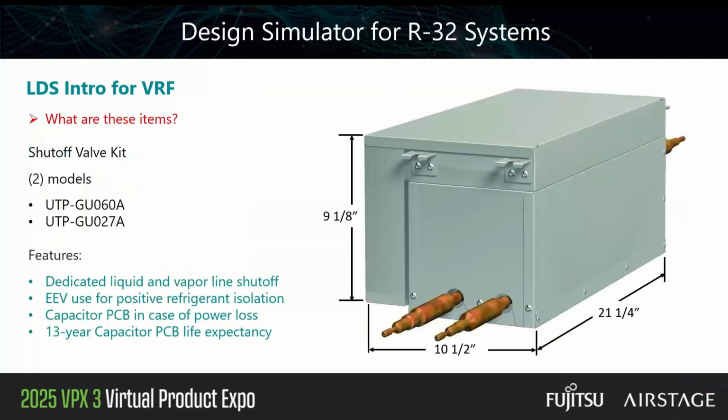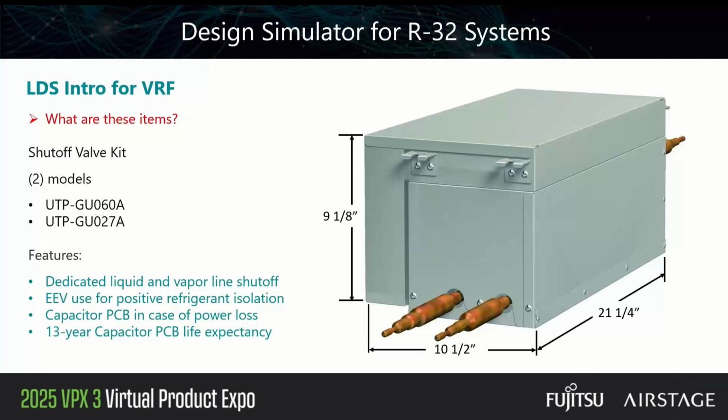Now, let's start with the shutoff valve. What are they? Those of you that are familiar with VRF may look at this and say, I know what that is. That's an RBU that we use in heat recovery systems. It looks like an RBU, smells like an RBU, but guess what? It's not. It's a shutoff valve kit. Now, it doesn't use solenoid valves like the RBU does. However, it uses EEVs that will be either fully open or fully closed. That's it, one or the other.